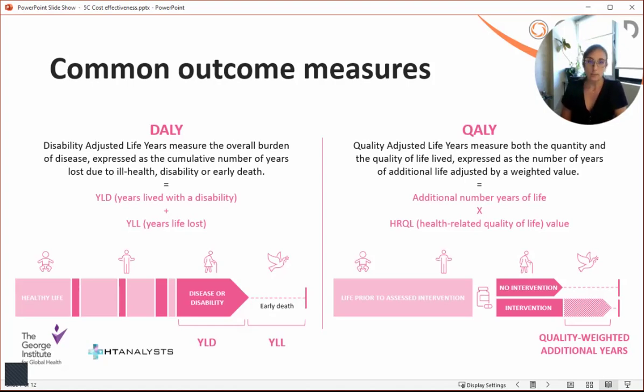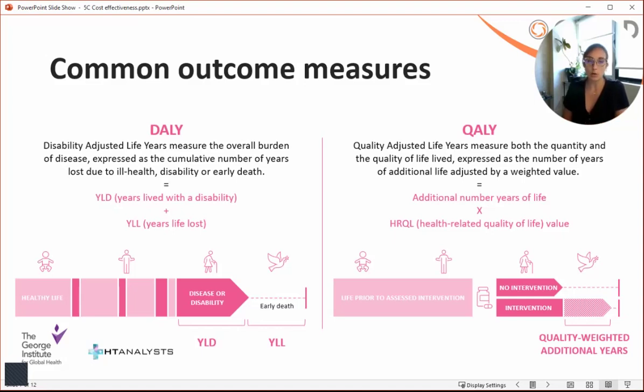So DALYs, disability adjusted life years, are an absolute measure used to compare disease burden in a population. The goal is to minimize the gaps in health, keeping the value of DALYs as close to zero as possible. DALYs measure the difference between the current state of the population's health and an ideal situation. So where everyone reaches the age of standard life expectancy in perfect health.